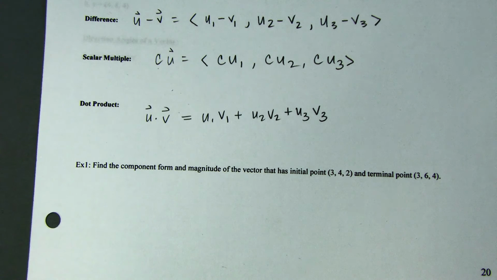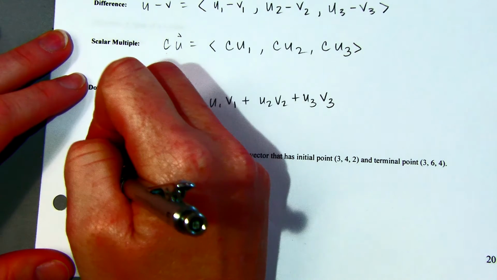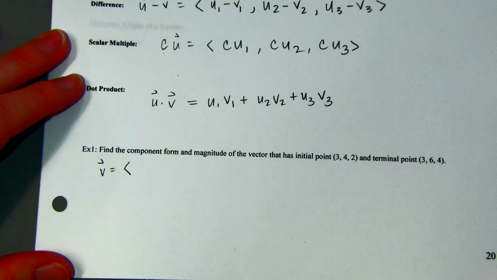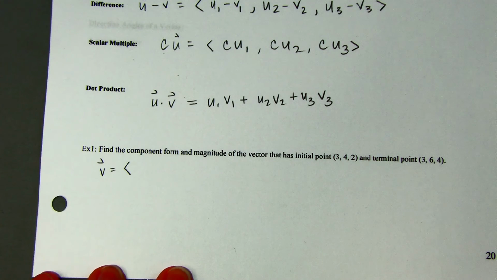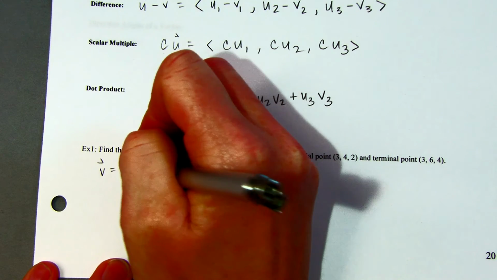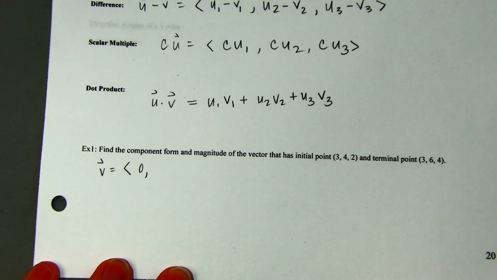So how about an example? Find the component form and magnitude of the vector that has an initial point 3, 4, 2 and a terminal point 3, 6, 4. First we want to figure out what this vector is. What's the first component of this vector? 0. What's the next component of this vector? 2. And why is it not negative 2? Yeah, we take 2 as well.